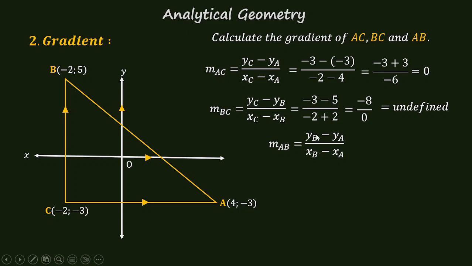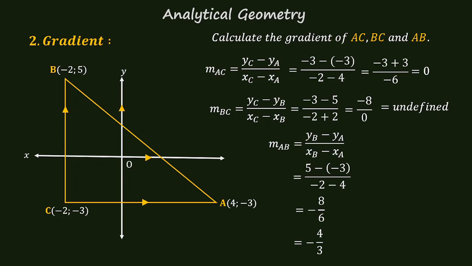So in this case, we choose y at B and then we subtract y at A. X at B, we subtract the x at A. All we have to do is to substitute the correct values, and then this leads us to minus 4 over 3. So the gradient of the straight line AB is minus 4 over 3.